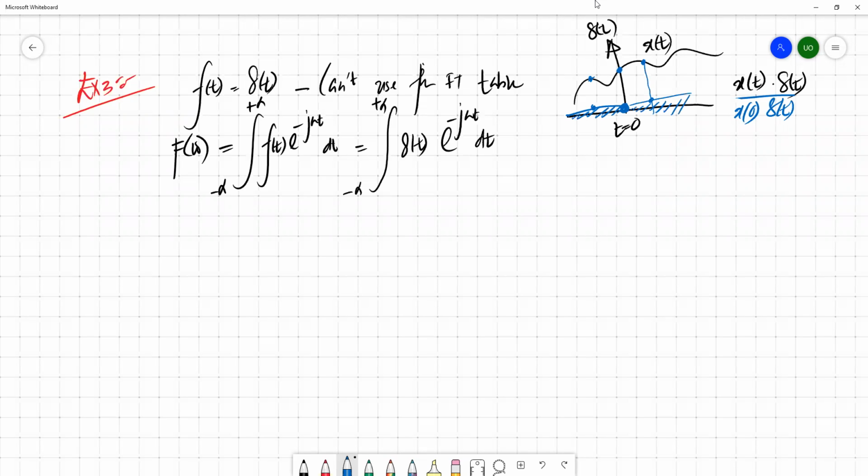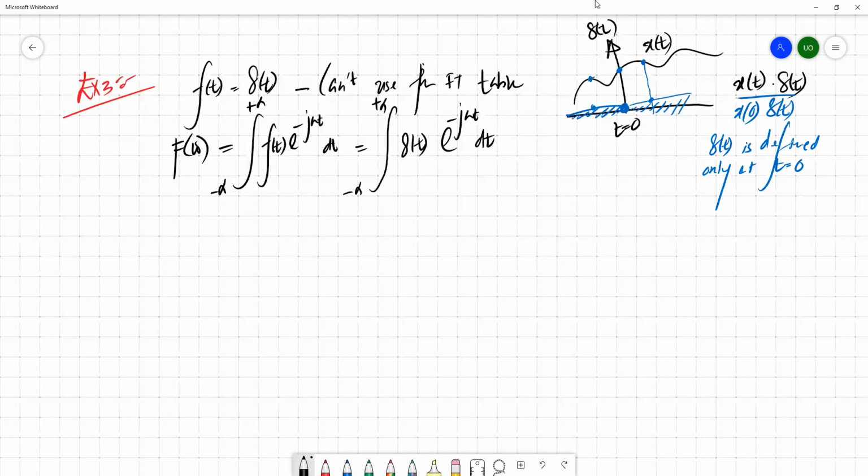So delta t is defined only at t equals 0. Other than t equals 0, the delta t function is basically 0. So if you multiply any function with delta t, it basically gives a single value, which is the value at t equals 0. This is what is discussed under the unit impulse.